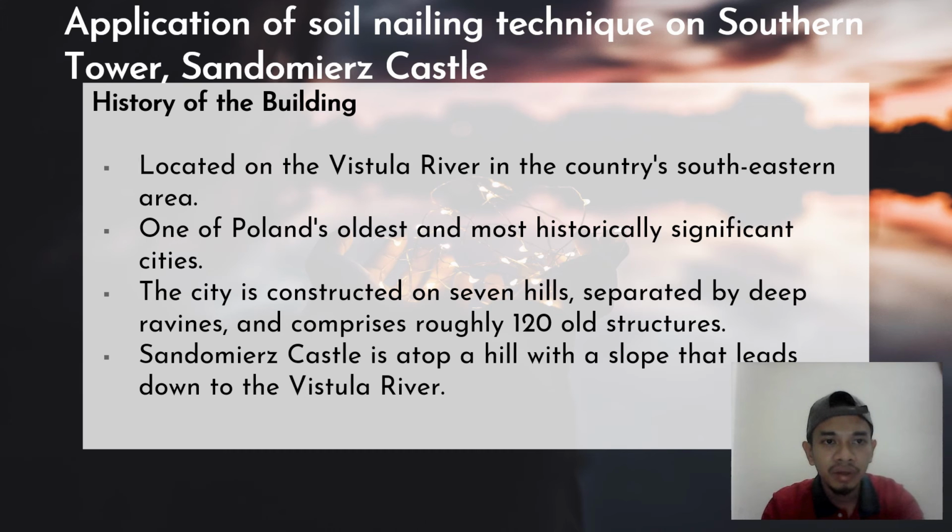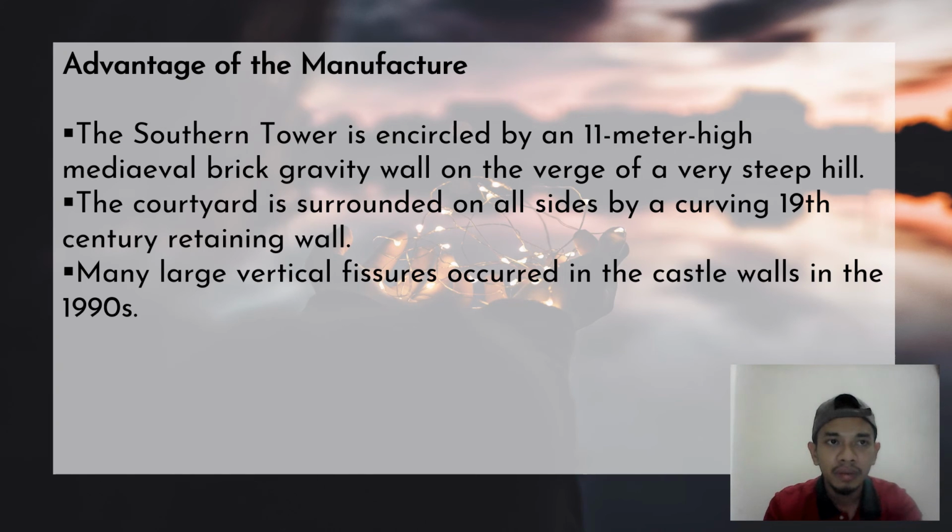Then we go into the Southern Tower, Sandomierz Castle. This is the history of the building. It is located on the Vistula River, and it is one of Poland's oldest and most historical cities. Okay, this is the advantage of the method. Firstly, the Southern Tower is encircled by an 11 meter high medieval brick gravity wall. Secondly, the structure is surrounded on all sides by a curving 19th century retaining wall. And lastly, many large vertical features occur in the castle walls.